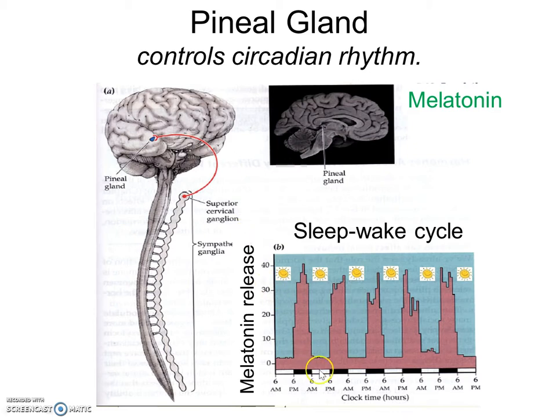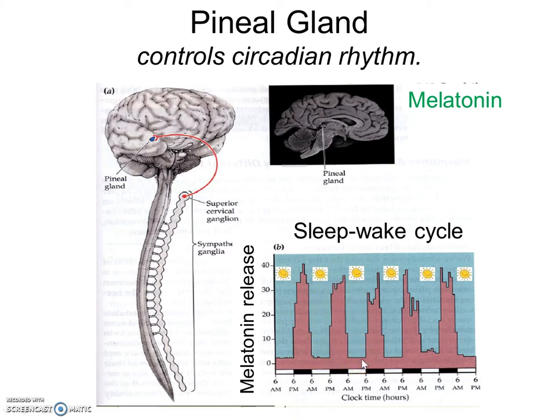The circadian rhythm, remember, is your biological clock, when you naturally like to wake and sleep. So if you look at this chart, on the y-axis is when you have melatonin release, and on the x-axis is the time. White is during the day, black is during the night. Notice melatonin release is high during nighttime, drops during the day, rises again at night, and drops during the day.